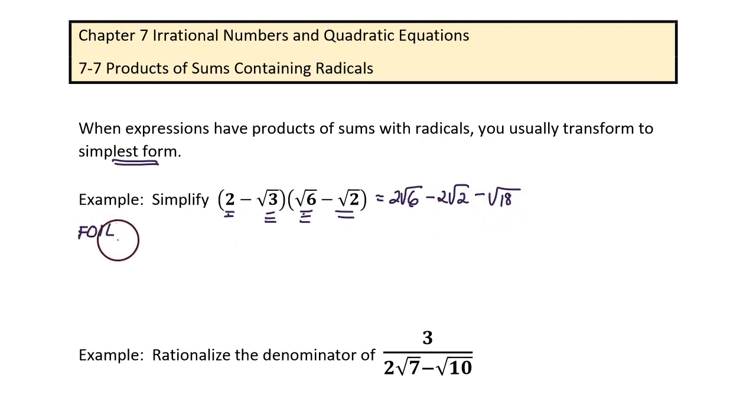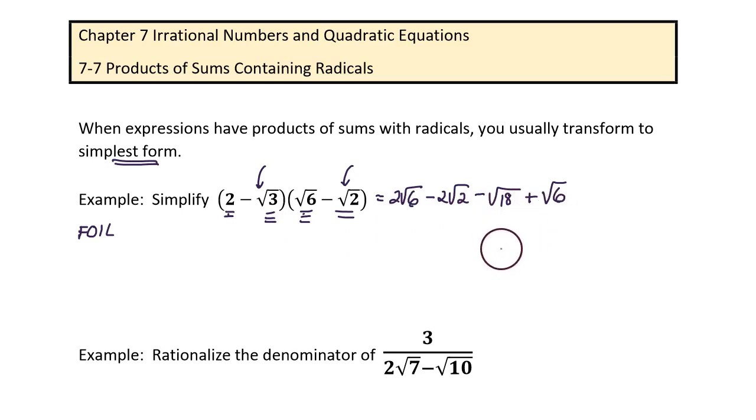Now the letter L in FOIL. That's when you take the last thing in the first parentheses and multiply it to the last thing in the second parentheses. Negative times negative makes a plus sign, and square root of 3 times square root of 2 makes square root of 6. So multiplying with FOIL, we get these 4 terms.